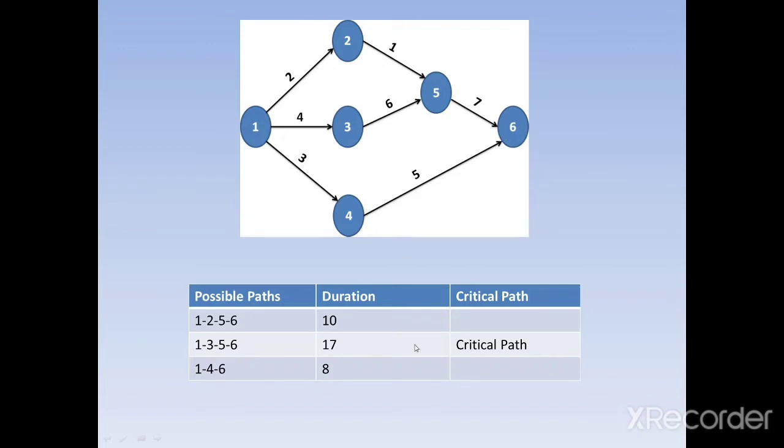See here, the maximum project duration is 17 weeks, right? So if any activity on this path, that is 1-3, 3-5, 5-6, gets delayed by, say, 1 week, suppose the 1-3 activity takes 5 weeks, then the entire project will be completed after 18 weeks. That's why this is known as the critical path.